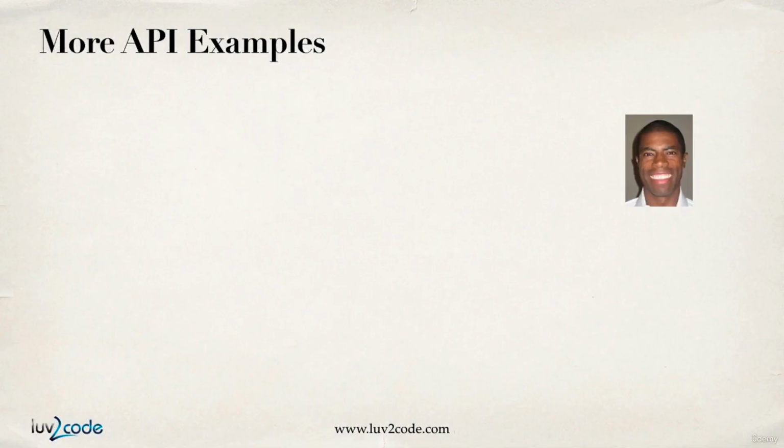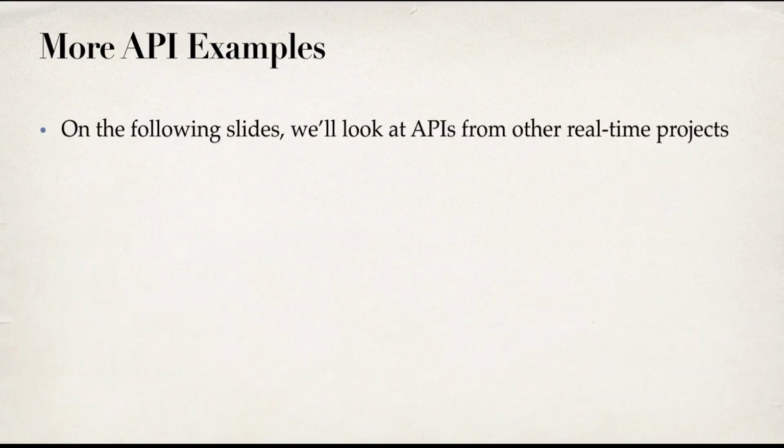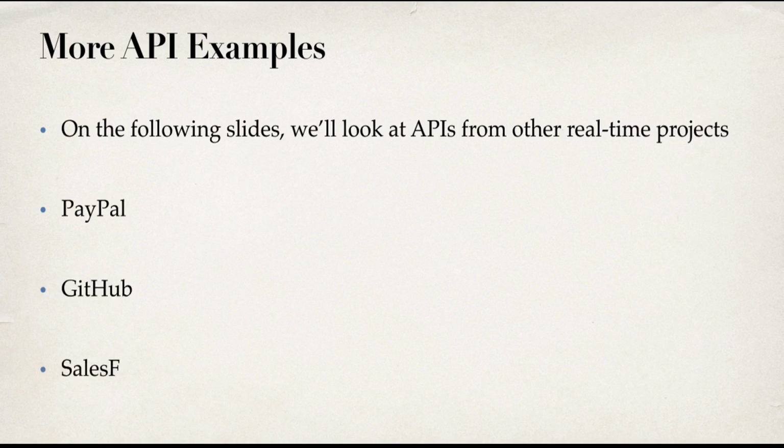Okay, now let's take a look at some other API examples. These are some API examples from other real-time projects, just so you can see how they've designed their APIs, and also just to see the similarities between what we've created and also what other larger companies are creating. So we'll take a look at the APIs for PayPal, GitHub, and also Salesforce.